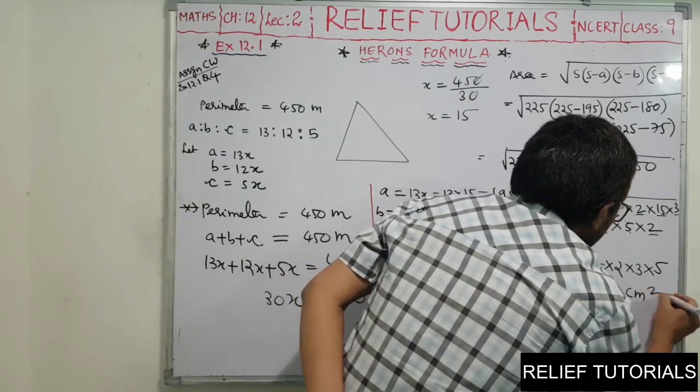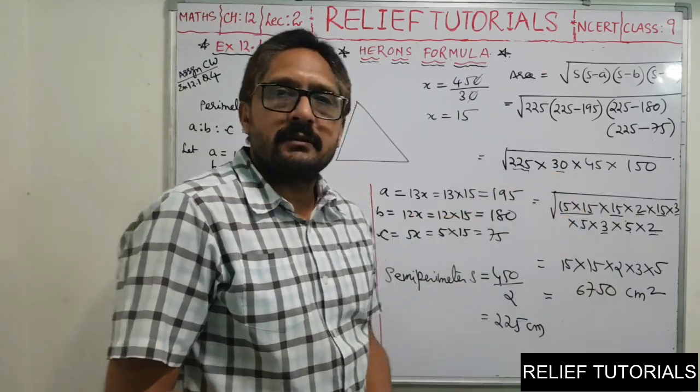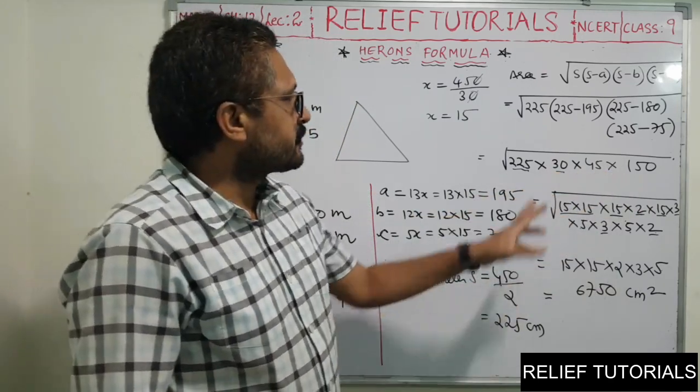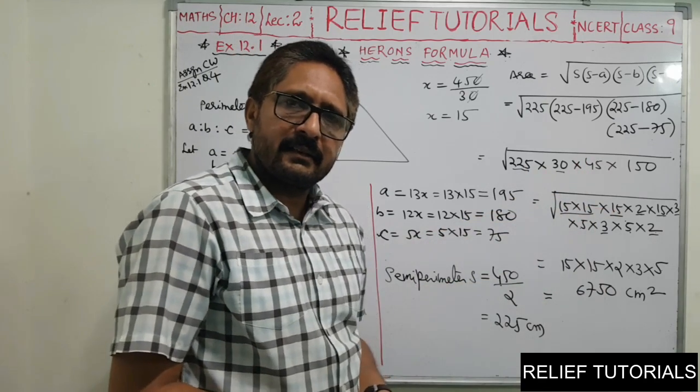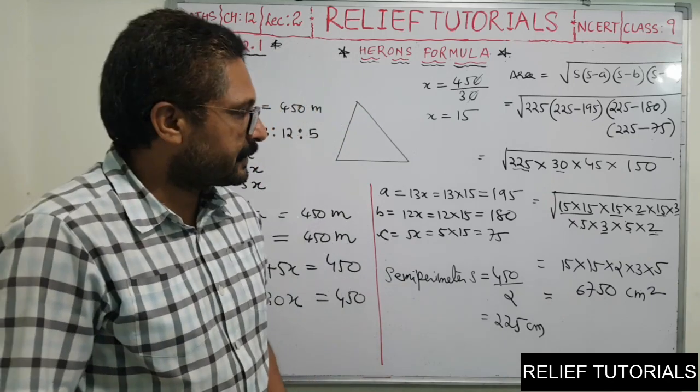Centimeter square. So generally students make mistakes here in finding the roots. So be a little bit aware, nothing, you just have to split these things. Clear? So this way we got the area 6750 centimeter square.